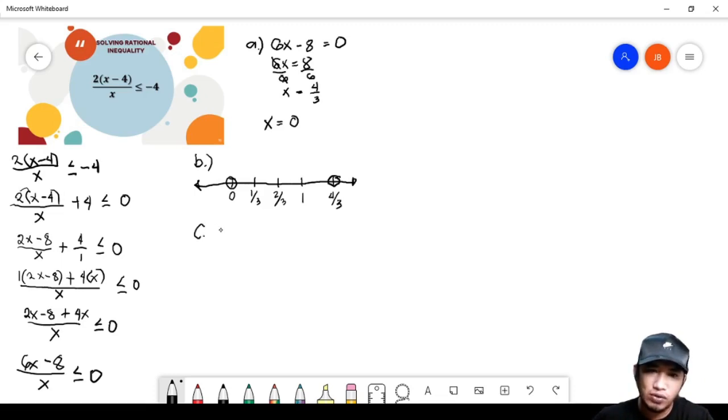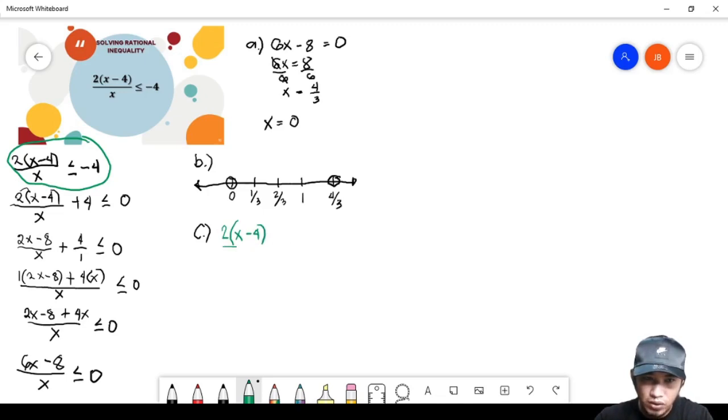Letter C. So, anong susunod? Okay? We will substitute the value of x into our original inequality. Okay? So, asan si original inequality? That is 2 multiplied to x minus 4 all over x is greater than or equal to negative 4. So, anong una? 4 over 3. We will substitute it to x.